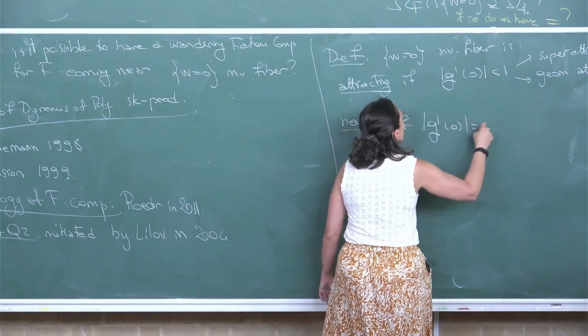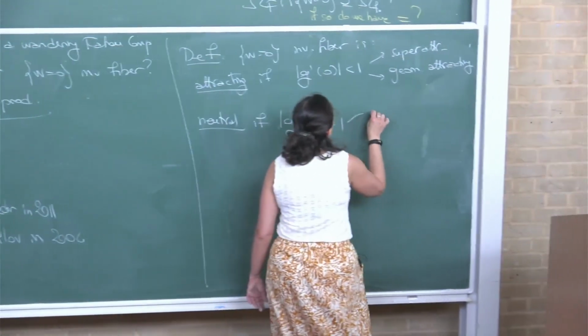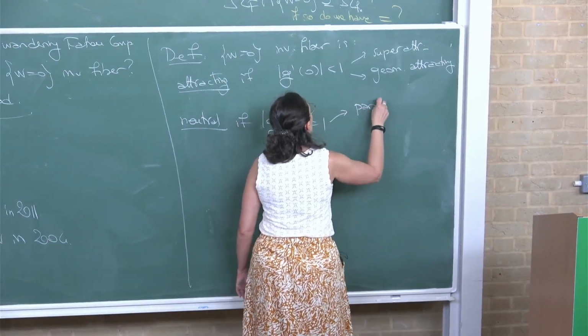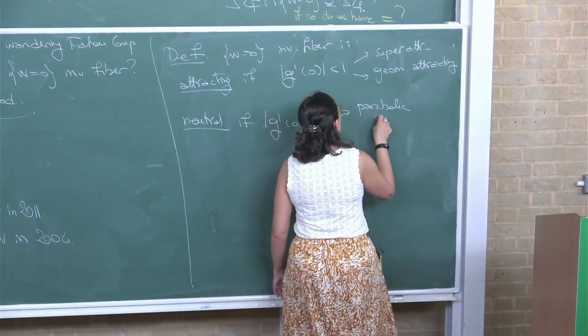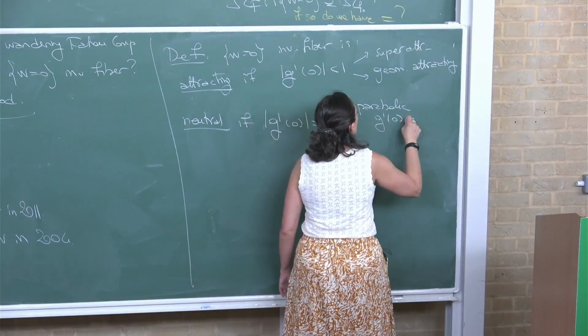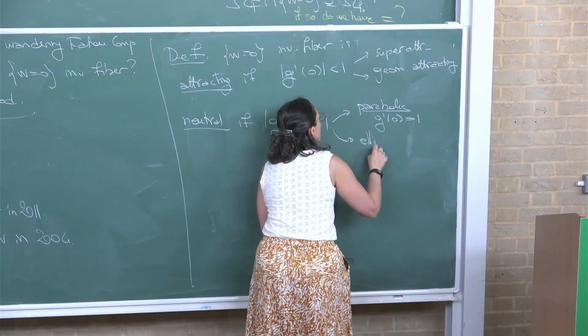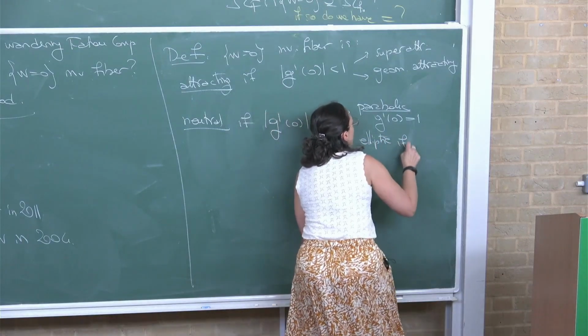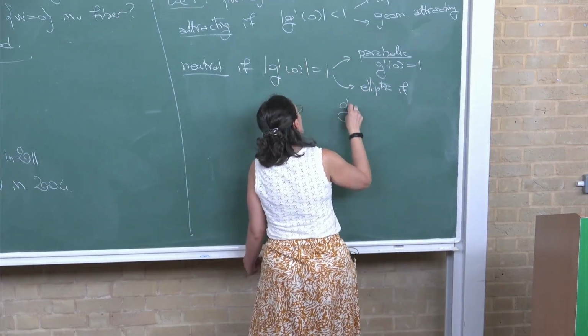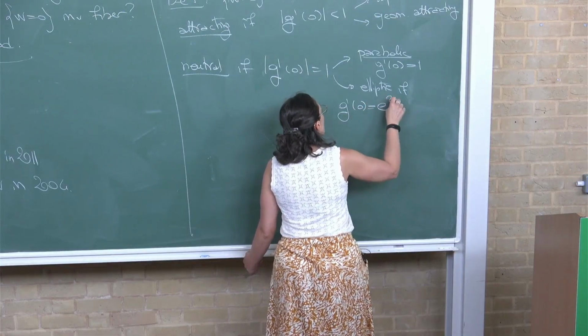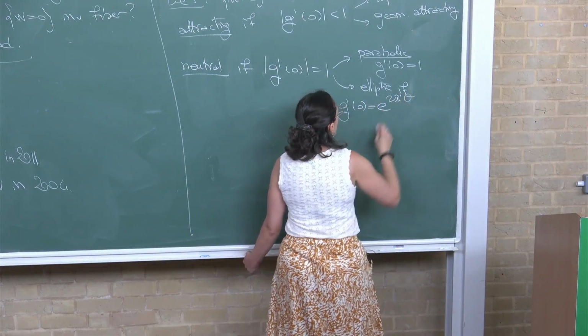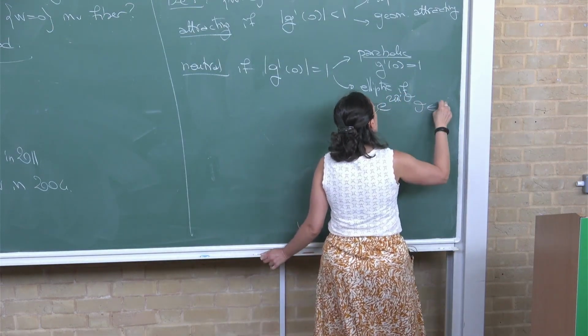Well, the derivatives have modulus 1. And it could be parabolic, g prime of 0 is 1. Or elliptic, g prime of 0 is e to the 2 pi i theta with theta irrational.